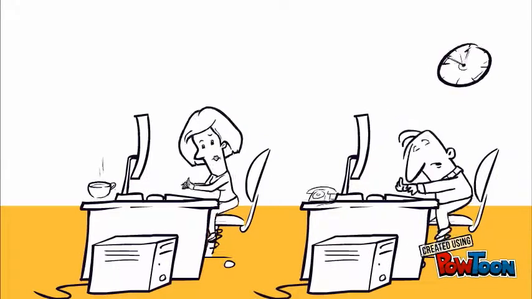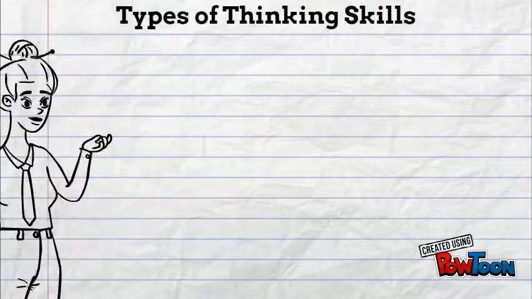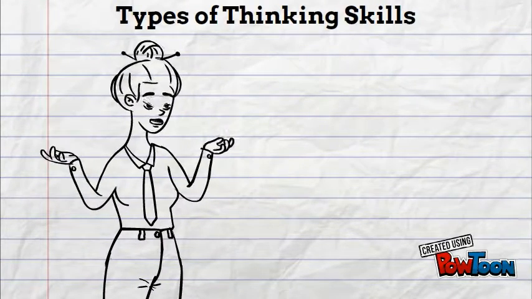In this first slide, what are thinking skills? Thinking skills have been identified as the ability to analyze, communicate findings, and make decisions. These skills have been further broken down into types.